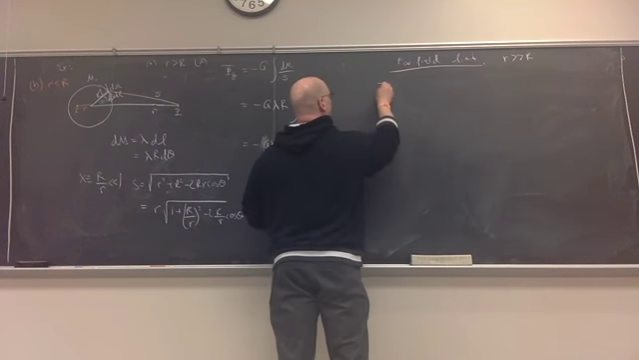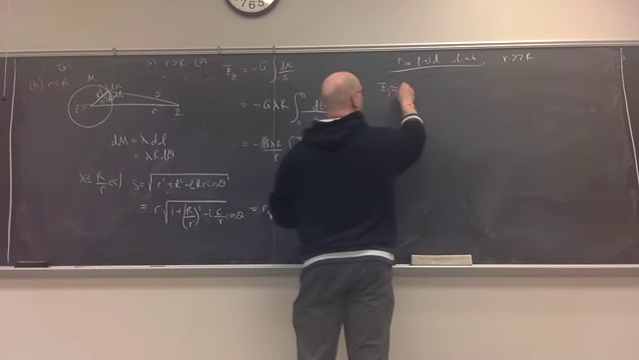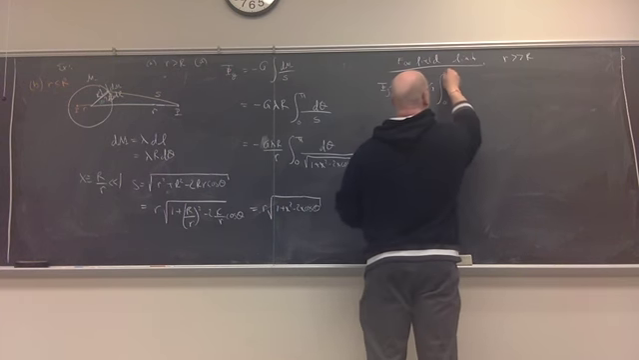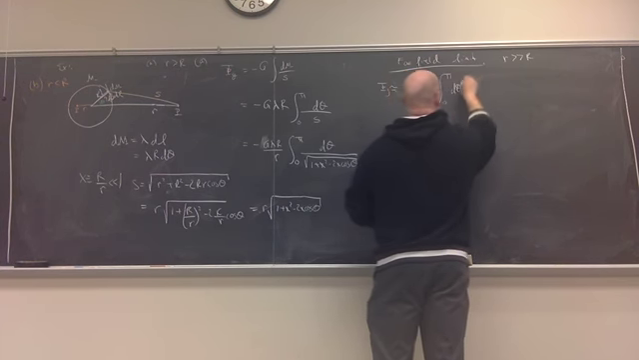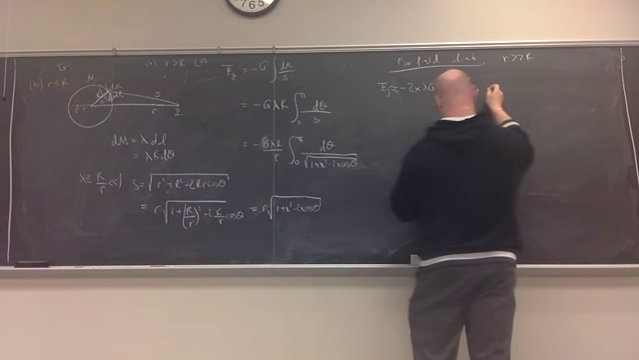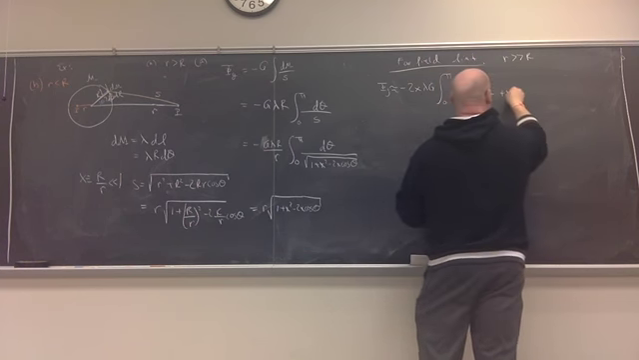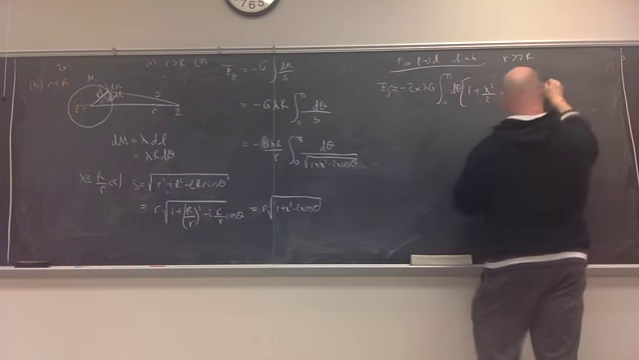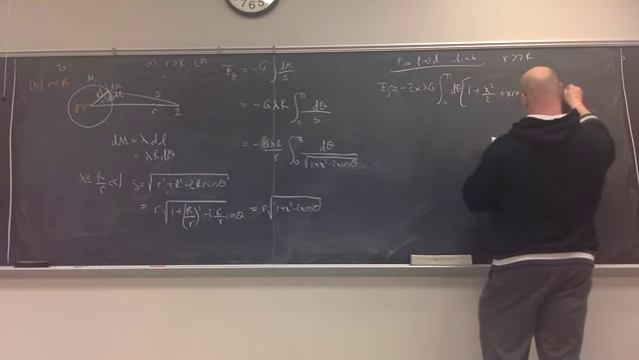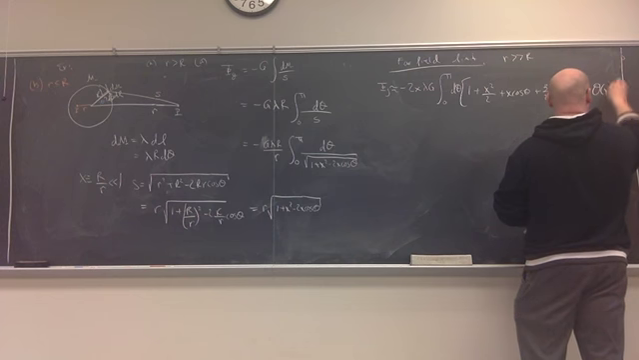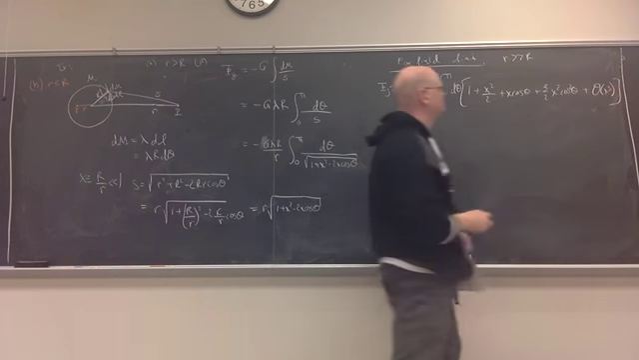So this is going to become the potential approximately equal to minus 2x lambda G, integral 0 to pi d theta of 1 plus x squared over 2 plus x cosine of theta plus 3 halves x squared cosine squared of theta, plus terms which go as order x cubed and greater.